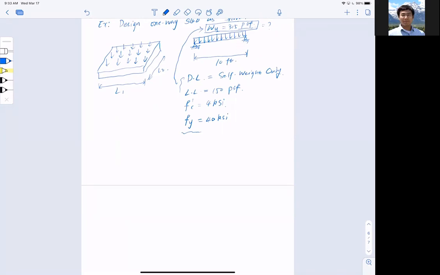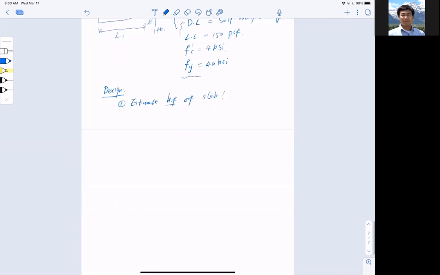First of all, I have a dimension of the slab, hf. And I also need to design it for a unit strip, remember? Unit strip, and that is 1 foot right here, 1 foot right here. Before I start, the first thing is to estimate the height of the slab.